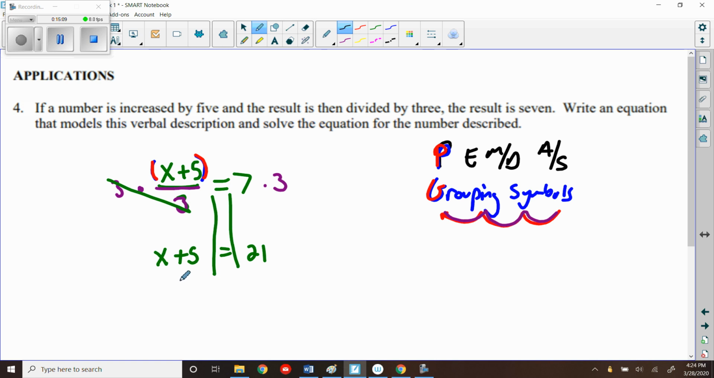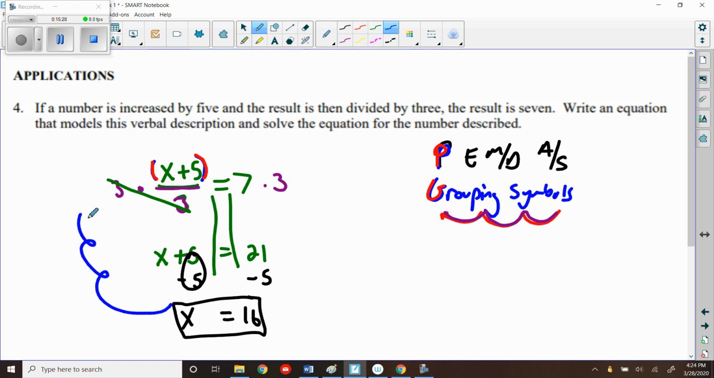I'll now go through and subtract 5 on both sides. 5 minus 5 is 0, and x plus 0 simply is x, equals 21 minus 5, which is 16. That is our final answer. As always, I can take x equals 16 and substitute it back in up here for x. 16 plus 5 is 21, and 21 divided by 3 certainly gives us 7. So we know we got the answer right.